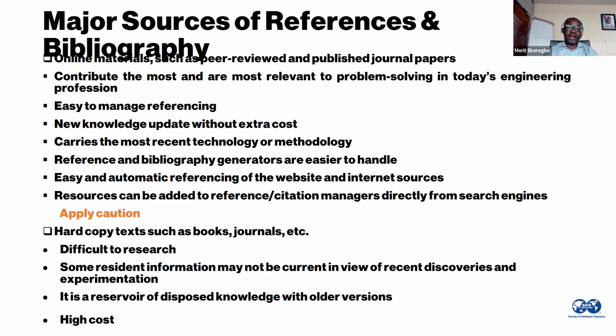Another source of bibliography and references is hard copy texts, such as books, printed journals, and so on. But the disadvantage is that they are difficult to research. For example, if I'm working on a topic and I had to deal with about 1,000 hard copy texts, it will be difficult for me to go from one text to the other. But I can go through over 1,000 sources online with ease.